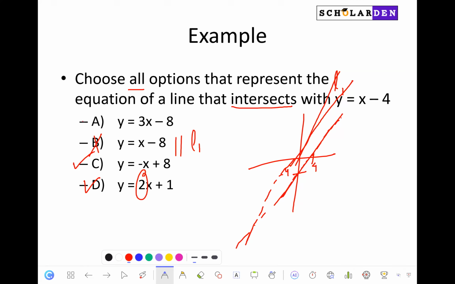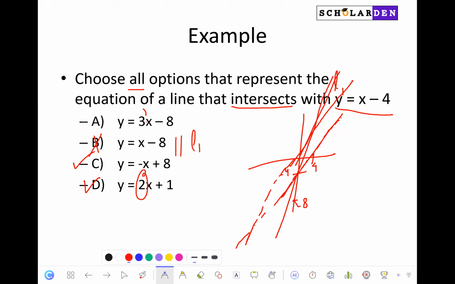And let's look at this line, y is equal to 3x minus 8. Over here as well, this line is not parallel to our line. It's going to look something like this. Its y-intercept is going to be at -8, and it's going to intersect with our line. It's going to intersect with our line again.